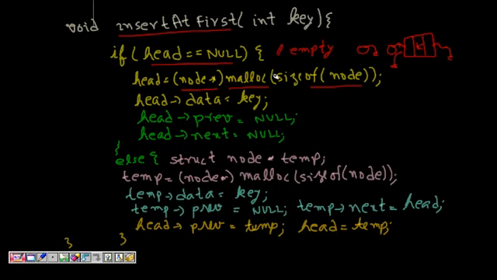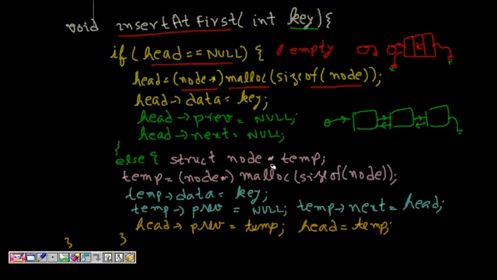Okay, so let's understand the function now. So insert at first, so first case was what? If the head was null, so we made head is equal to node star, so malloc, I got the memory, then head data I put it as the key, and then head previous is null and head next is null. So this is simple, but the else part is when there is a non-empty linked list. So it was something like this, there were some element here.